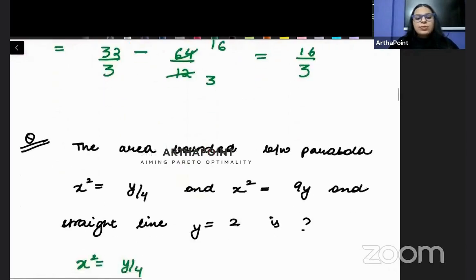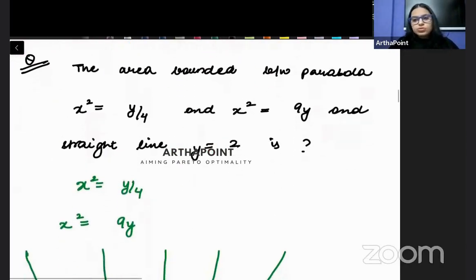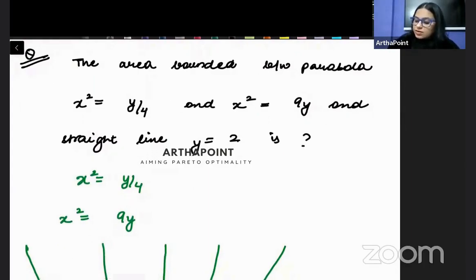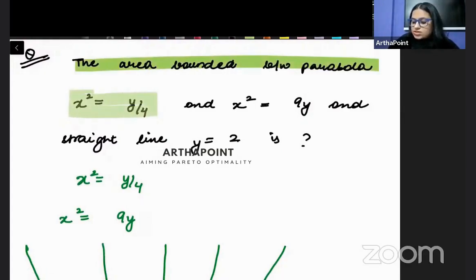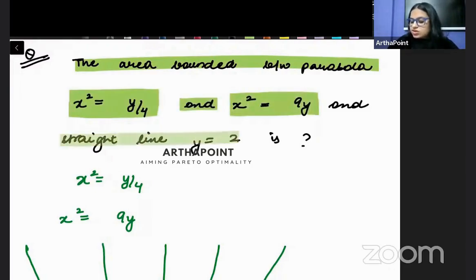Okay. Now I'm going to go ahead and give you one more question related to area under the curve. देखो ध्यान से बेटा. It says the area bounded between parabola x square is equal to y by 4 and x square is equal to 9y and straight line y is equal to 2 is. Think about it.